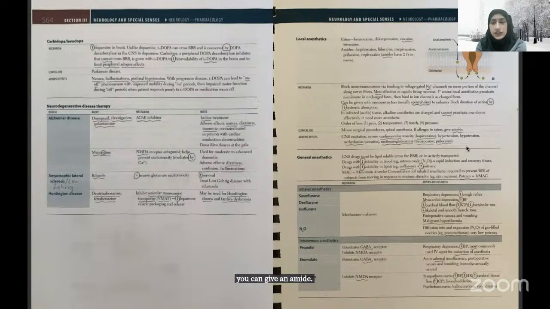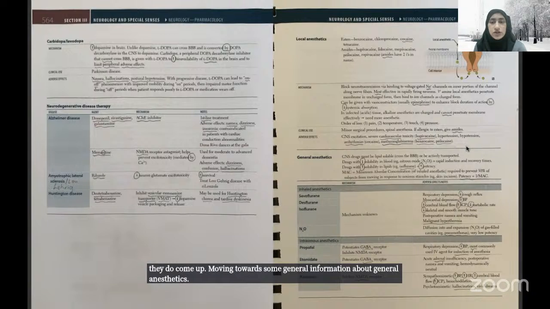The adverse effects here, most famous ones, for bupivacaine, you have severe cardiovascular toxicity. For cocaine, you've got arrhythmias, and for benzocaine or prilocaine, you've got methemoglobinemia. So these adverse effects of these four drugs are very important to remember. They do come up. Moving towards some general information about general anesthetics.